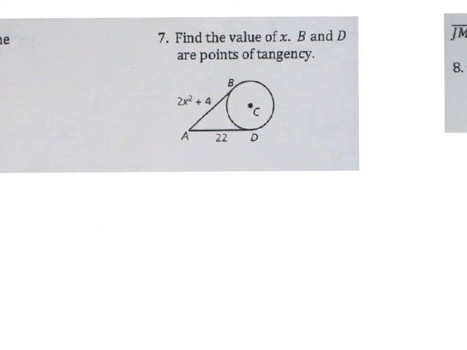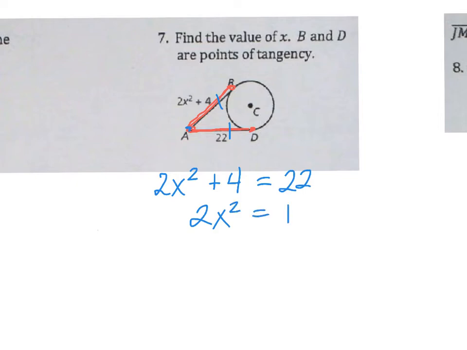For this next problem, I'm dealing with two tangents to my circle. They're really just tangent segments, AB and AD. They touch my circle at B and at D, and obviously they intersect at A. So if you remember this theorem earlier in the chapter, I know that these two segments, since they intersect outside my circle, and they're both tangent, then they must be congruent. So in this case, I know that 2x squared plus 4 is going to be equal to 22. Well, we're going to end up with 2x squared equals 18.